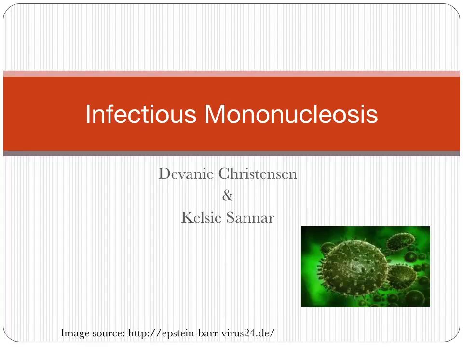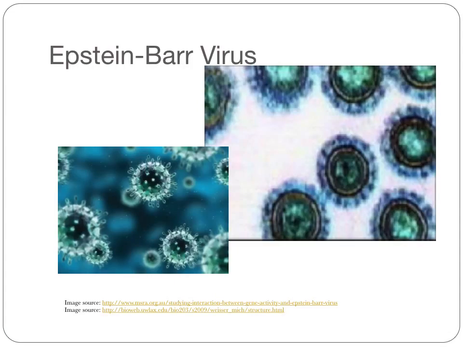Infectious mononucleosis, according to the National Library of Medicine, can be caused by two separate viruses, the cytomegalovirus, or CMV, and the Epstein-Barr virus. CMV is rarely the cause of mono, so today we will mainly focus on the Epstein-Barr virus. The Epstein-Barr virus is one of the most common viruses known to infect humans and is one of the 8 herpes viruses. Pictured in this slide is the Epstein-Barr virus.